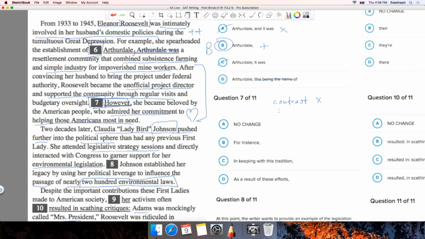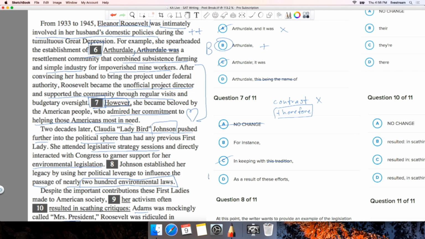It should be something like therefore. So she's done all of these great things and she's been influential. Therefore, she was loved would make a lot more sense than this contrasting phrase. And so it's not no change. For instance, she became loved. That doesn't quite match my therefore here. In keeping with this tradition, no, we're not talking about tradition, so that's out. And then as a result of these efforts.